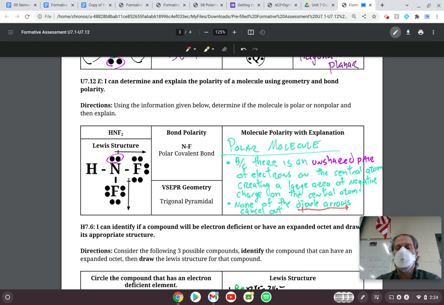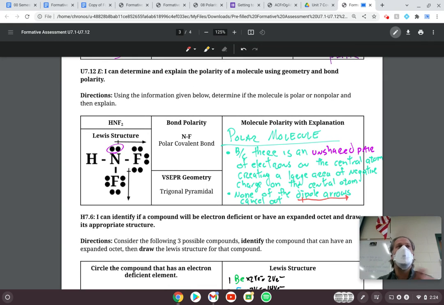So for nonpolar, the arrows will cancel out? If it's nonpolar, if there are dipole arrows, the arrows will cancel out, yes. Okay. However, like on this one, if the arrows did cancel out, but there was the unshared pair of electrons, it would still be polar. Okay.